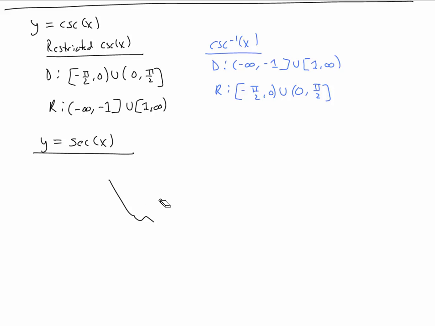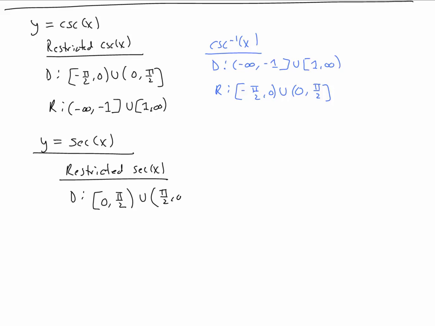So for secant, we need to restrict before an inverse can exist. The way that we'll restrict the domain for secant is going to be 0 to pi over 2, bracketed. Pi over 2 is a parenthesis because there's a vertical asymptote there. Then it picks up at pi over 2 and heads off toward pi, which is bracketed as well. The range goes from negative infinity to negative 1, bracketed, union, 1 to infinity.